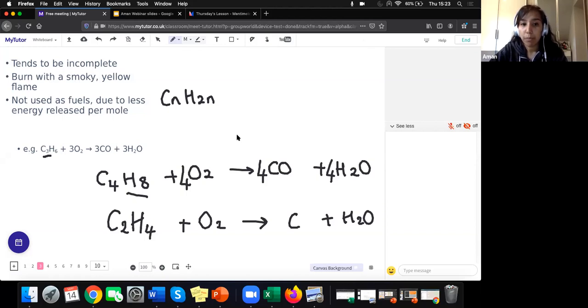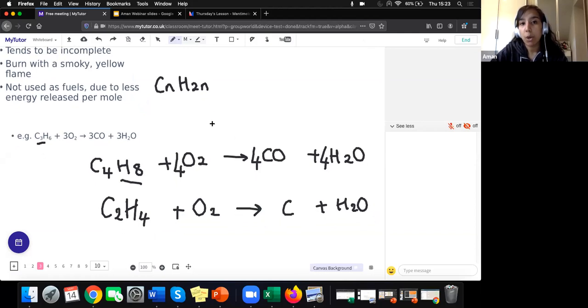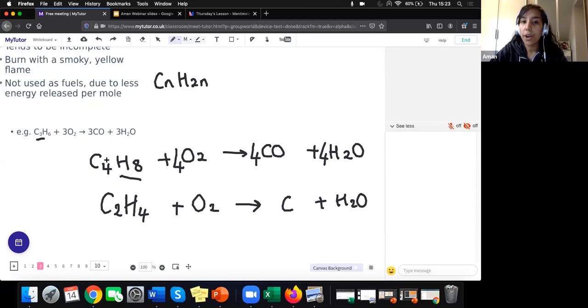So I just did butene for the person that's just asked me. I did butene producing carbon monoxide and water. So butane is C4H10. Butene is C4H8. Remember, the alkenes tend to undergo incomplete combustion. Someone's asking me, are alkenes on the periodic table of elements? No, but their individual components are. Remember, alkenes are hydrocarbons. That means they're made of just carbon and hydrogen, just like the alkanes. So carbon and hydrogen will be on the periodic table, but the individual alkenes and alkanes won't.